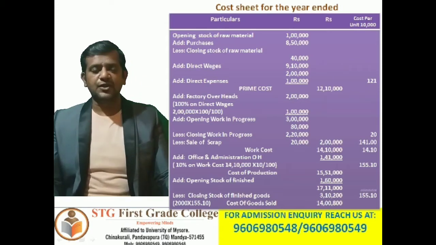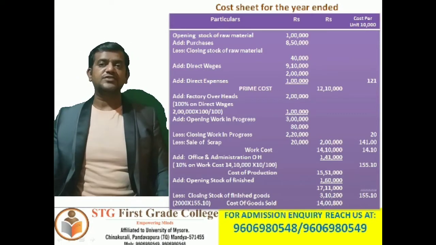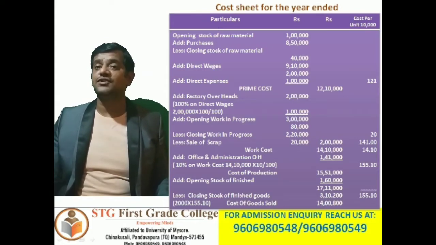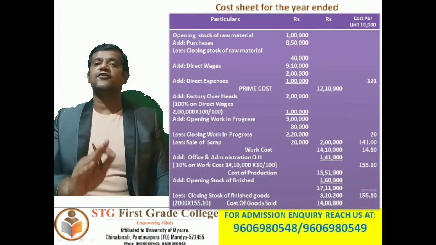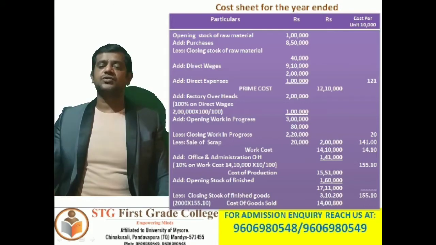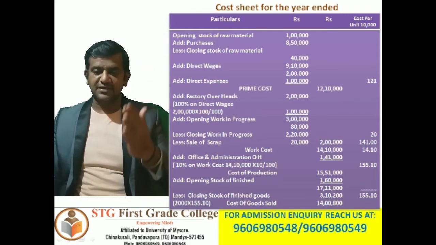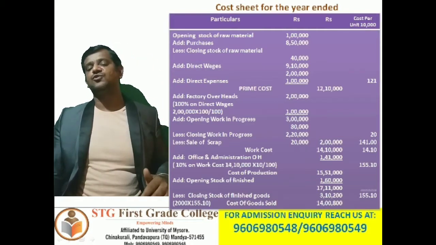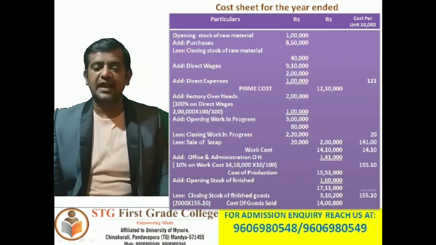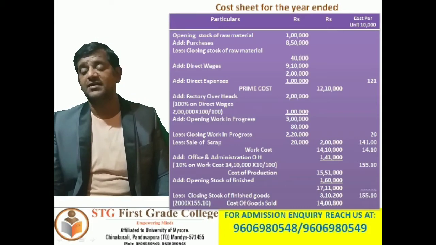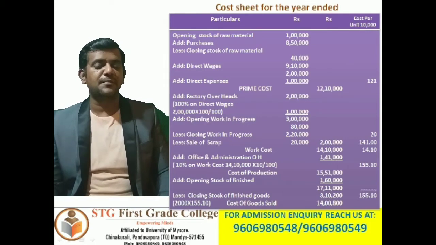2,000 units into the present cost per unit price. We have understood the cost of production per unit is 155.10, correct? So less closing stock of finished goods, 2,000 into 155.10, comes to 3,10,200. Now deduct: 17,11,000 minus 3,10,200 gives 14,800. When you divide this by 10,000, we get 155.10. So cost of goods sold remains the same.